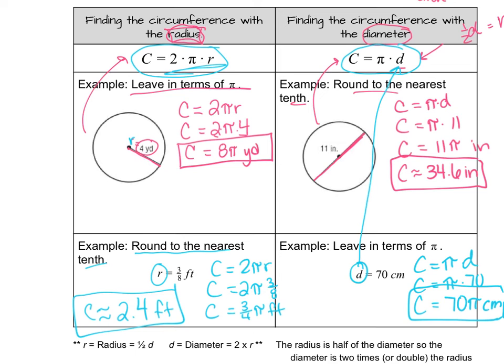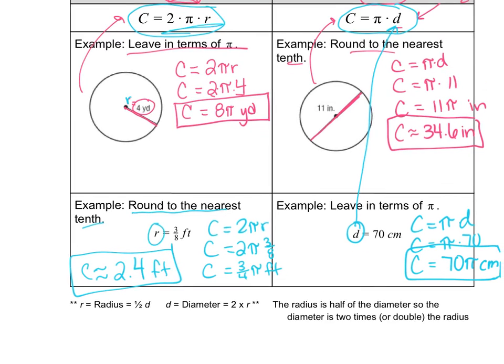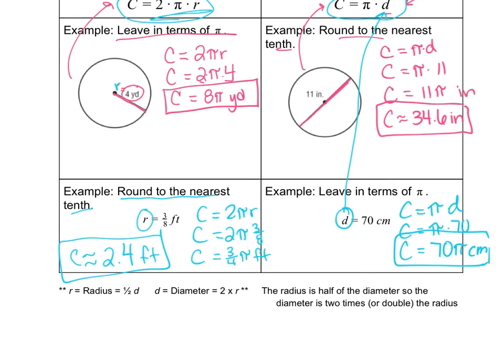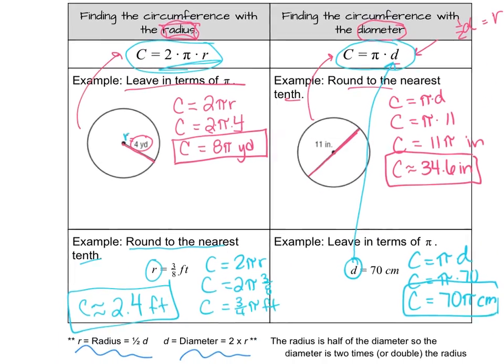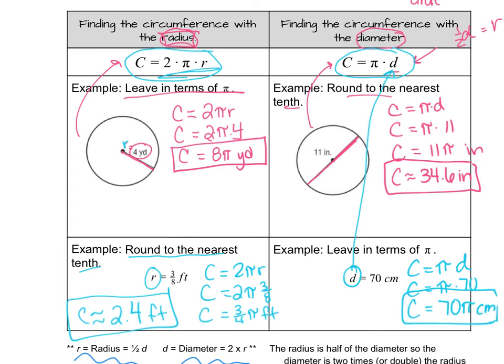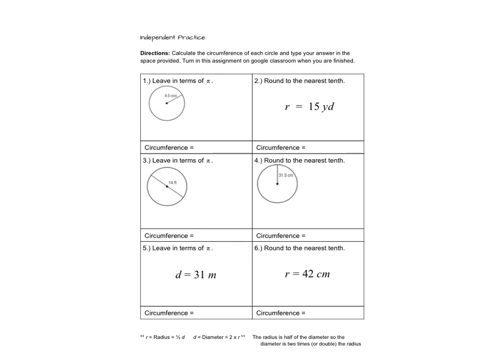All right, so little footnote at the bottom, just explaining reminders that the radius is 1/2 the diameter. Diameter is 2 times the radius. Just a little bit of a reminder for you. But for this lesson, it doesn't matter because you're given 2 separate formulas, so you don't have to memorize.